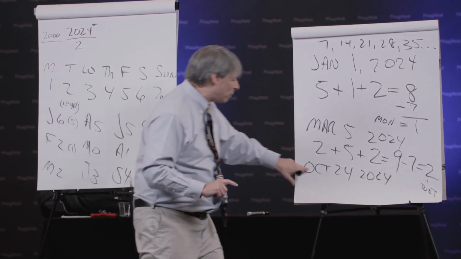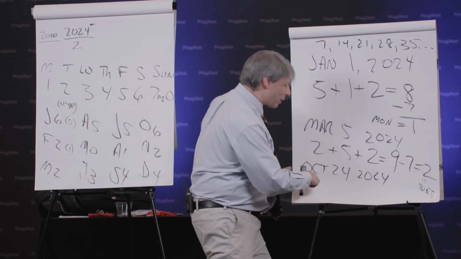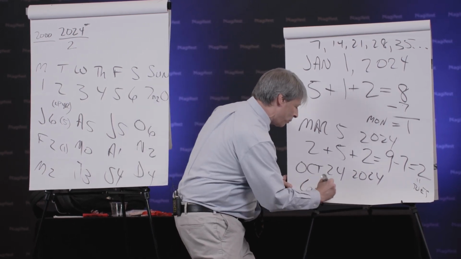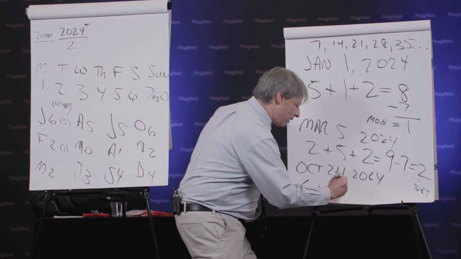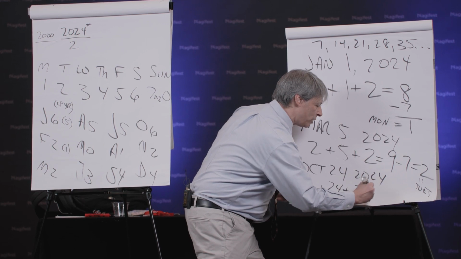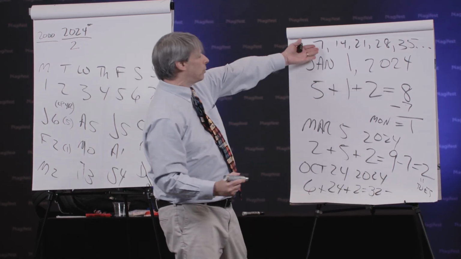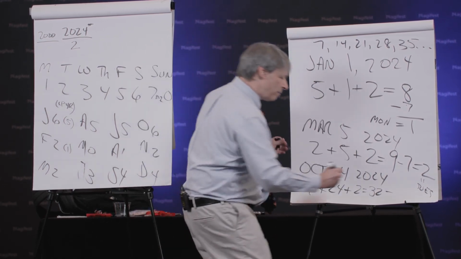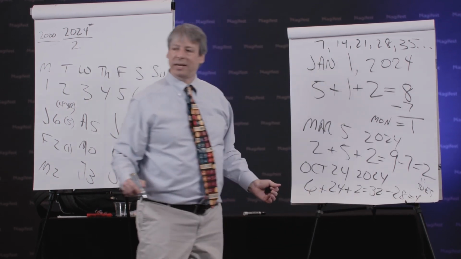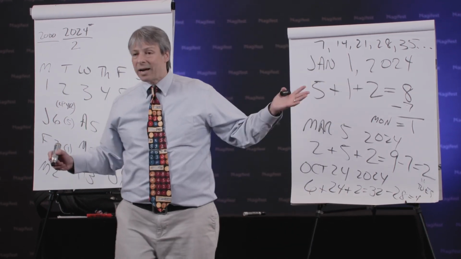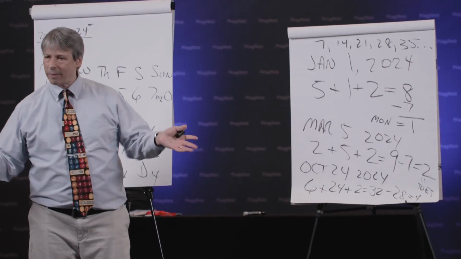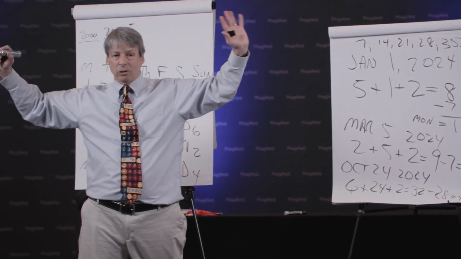Anyway, October 24th, 2024. October is 6, tricks, right? For the 24th, we add 24, and for 2024, we add 2, which gives us 32. We subtract from 32 what? 28. 32 minus 28 is 4, and 4's day is Thursday. So your birthday this year will be on a Thursday. Okay? Everyone good with that? Everyone understand what to do for this year?